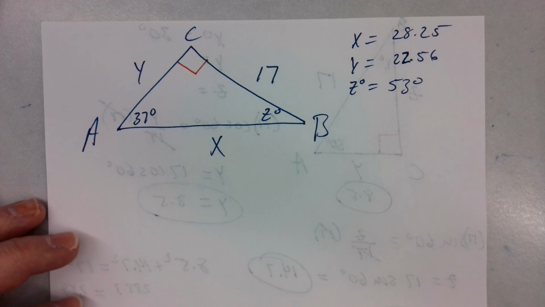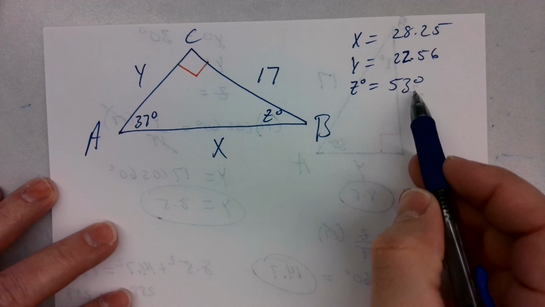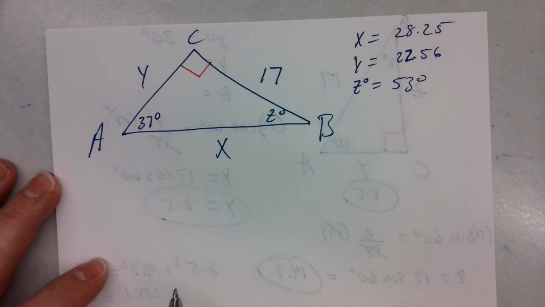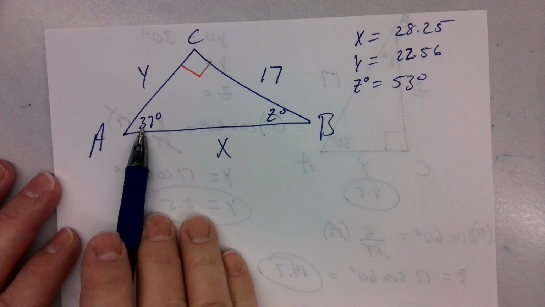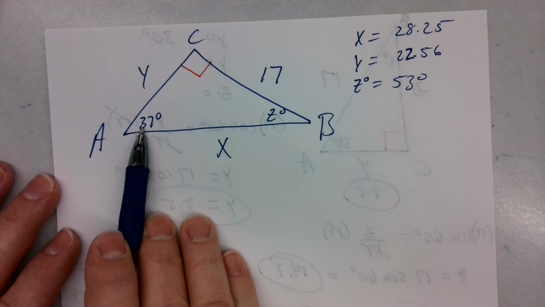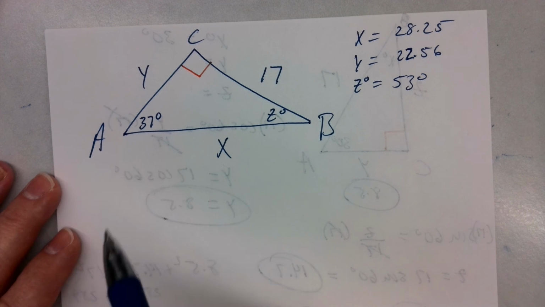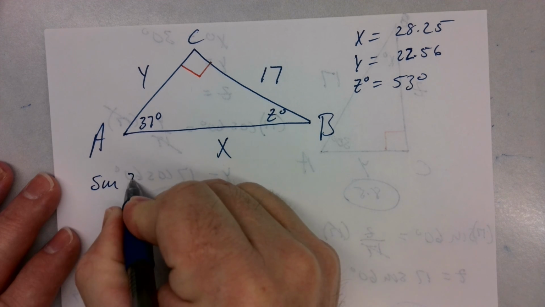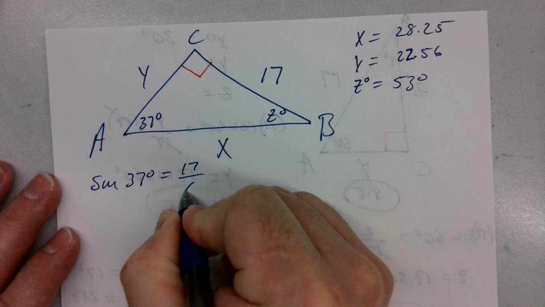Let's go. All right, so Z should be obvious, right? Correct? Now, I'm going to use 37, correct? So the first thing I would do is I would say, well, the sine of 37 is 17 over x, right?